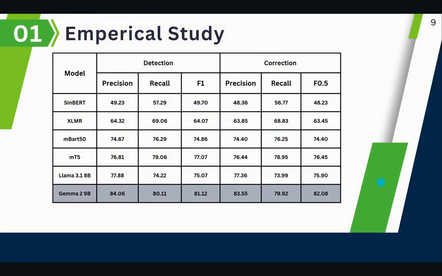This is an empirical study that we did for Sinhala spell correction. As here you can see, the encode-only models, Sinbird and XLMR, are not the best performing models out of the 6 models. You can see that MBART 50 and MT5 models have comparatively high results, and also you can see that the Llama 3.1 and Gemma 2 models have the best results out of the 6 models, which goes to solidify that decode-only models can perform very well when there is enough data to train those models.